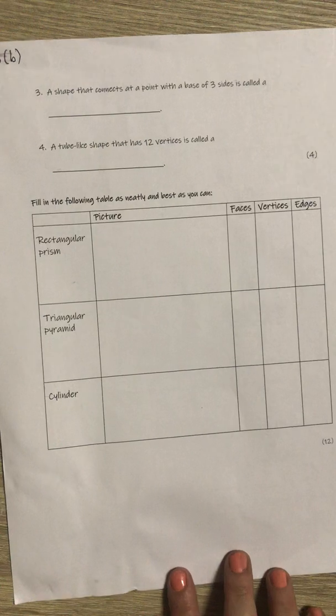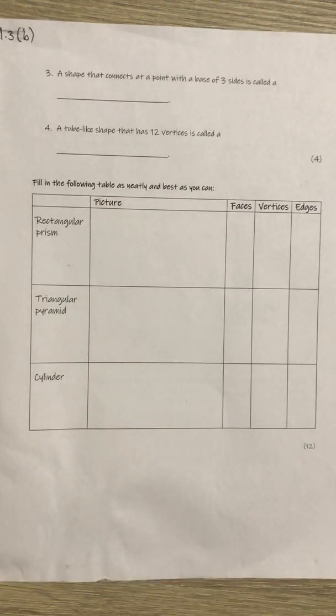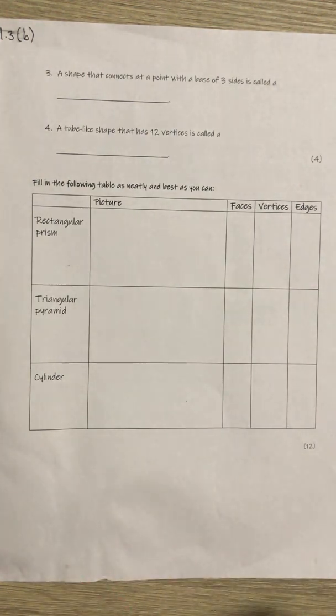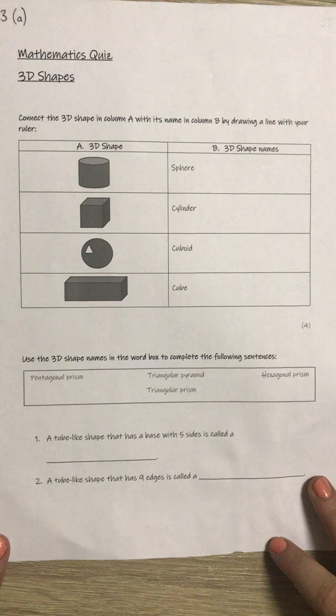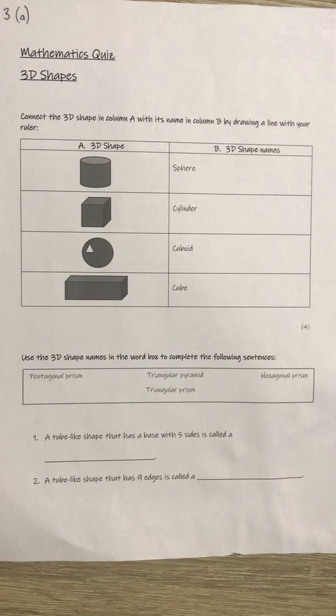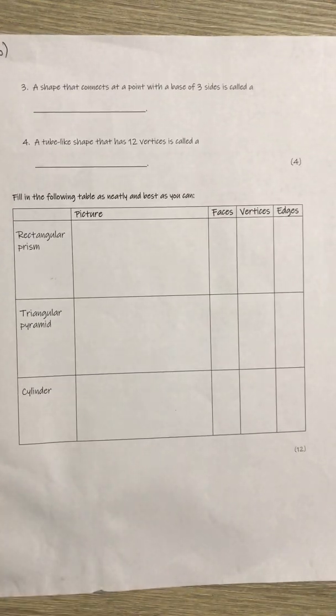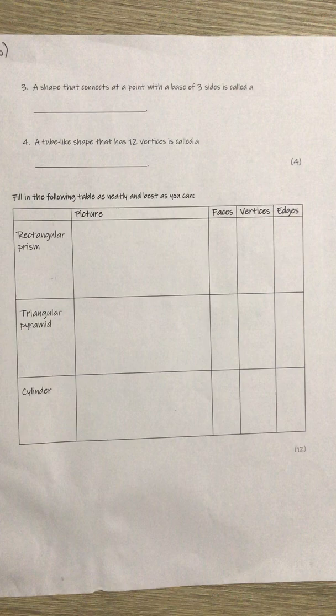The next page, the next sentence. Number 3. A shape that connects at a point with a base of 3 sides. That literally gives you the answer. A shape that connects at a point with a base of 3 sides is called a pentagonal prism, triangular pyramid, hexagonal prism, or triangular prism. What is a shape that connects at a point with a base of 3 sides called?